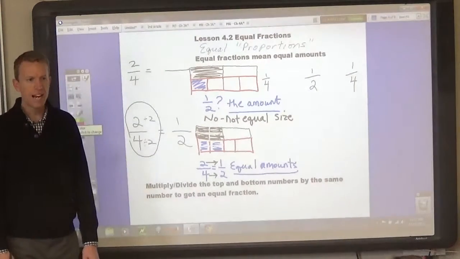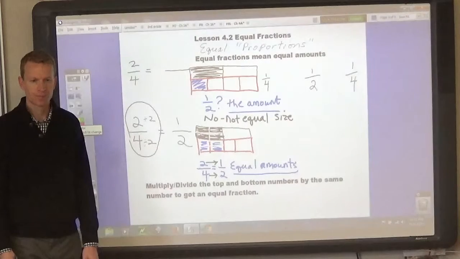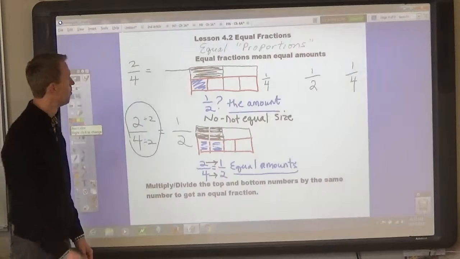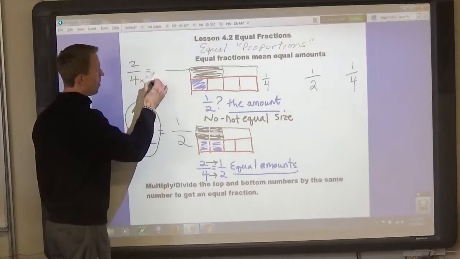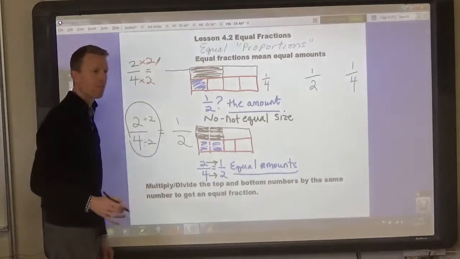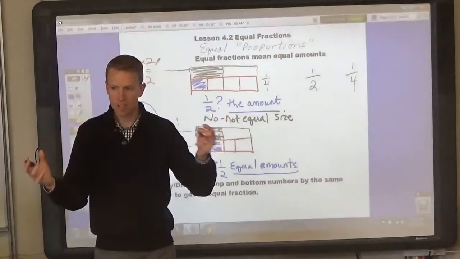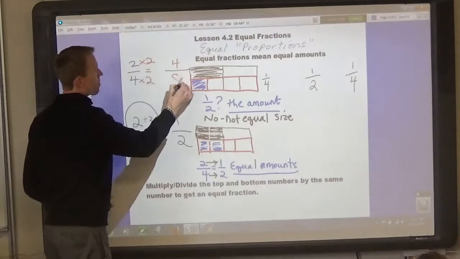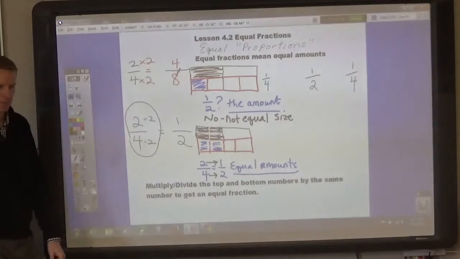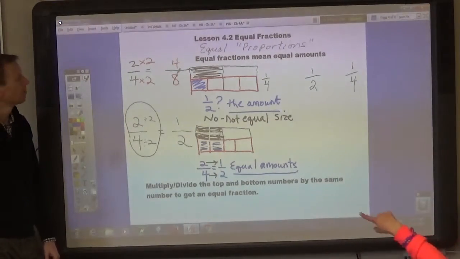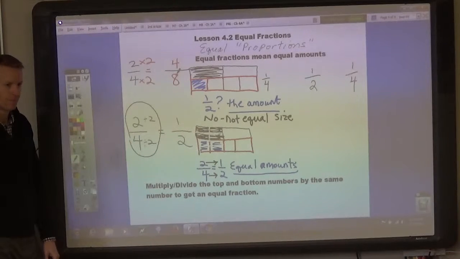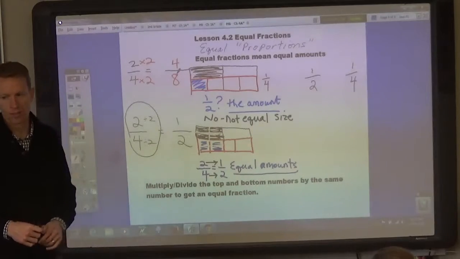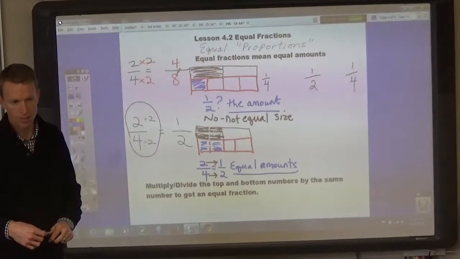Could we get this into 8s? Yes. How? By multiplying it by 2. By cutting them in half, we're multiplying the number of pieces by 2. So 4/8 is an equivalent amount, isn't it? Yep. And we can make as many equal amounts as we want to. As many equal fractions as we want to.